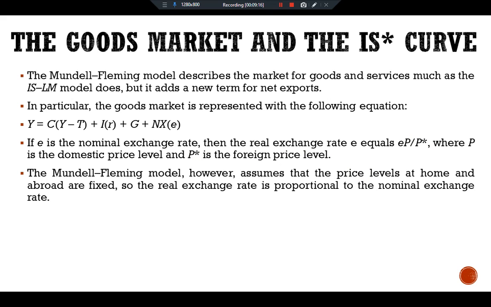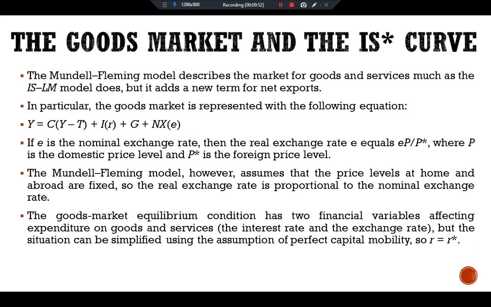The Mundell-Fleming model, however, assumes that the price levels at home and abroad are fixed. So the real exchange rate is proportional to the nominal exchange rate. That is, when the domestic currency appreciates and the nominal exchange rate rises, say from 100 to 120 yen per dollar, foreign goods become cheaper compared to domestic goods, and this causes exports to fall and imports to rise.